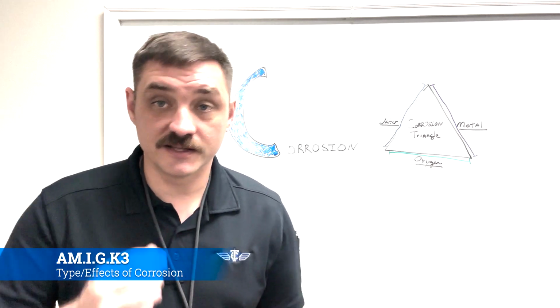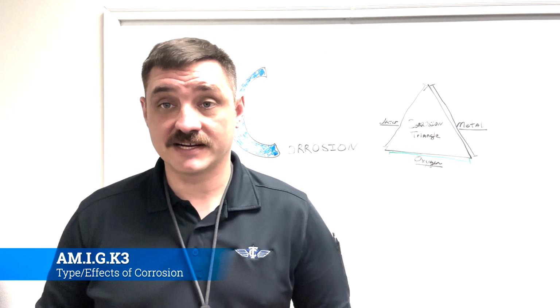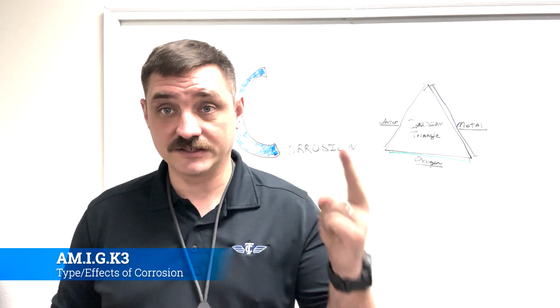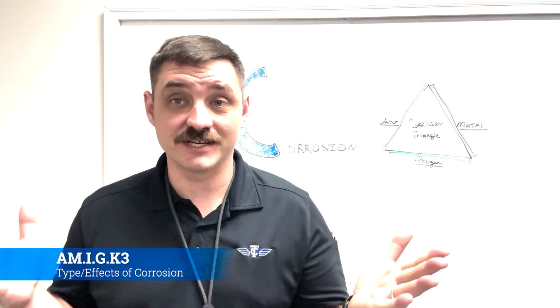Okay, so let's talk about the different types of corrosive attacks you could have. You could have a direct attack and an electrochemical attack. A direct attack is pretty simple to identify.